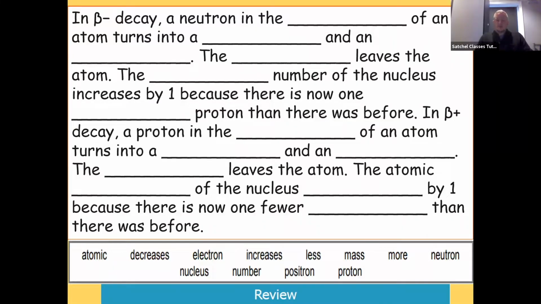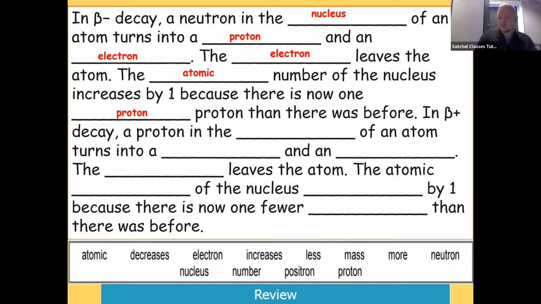So in beta minus decay, what we've got here is a neutron in the nucleus of an atom that turns into a proton and an electron. The electron leaves the atom. The atomic number of the nucleus increases by 1 because now there is one more proton than there was before.